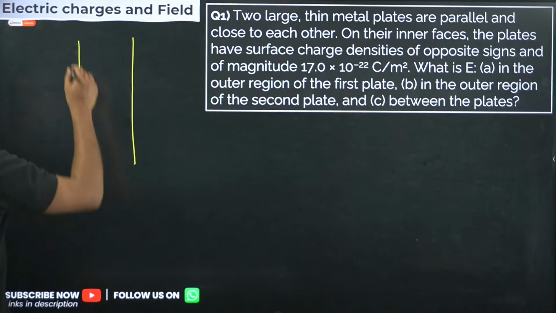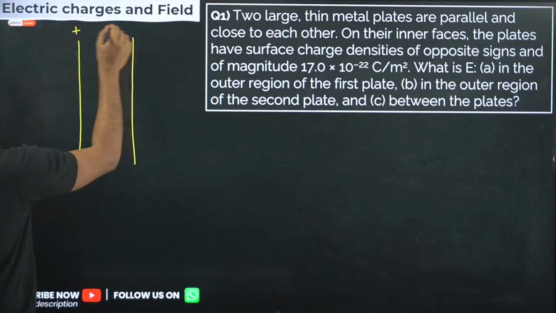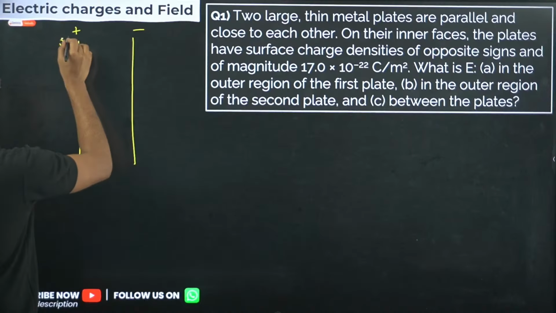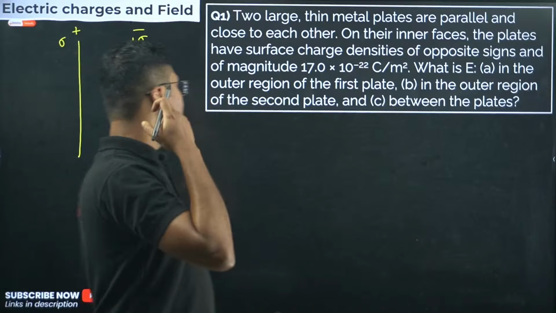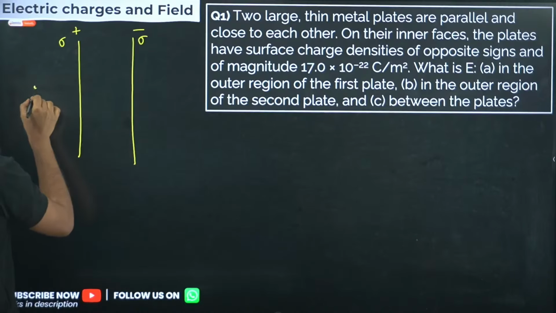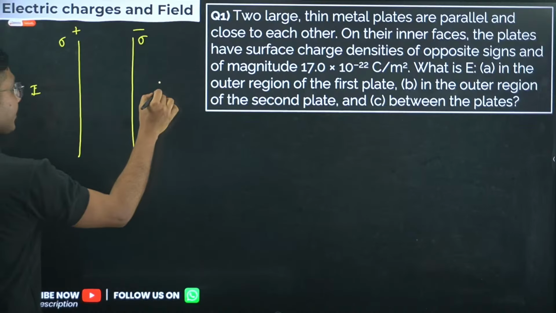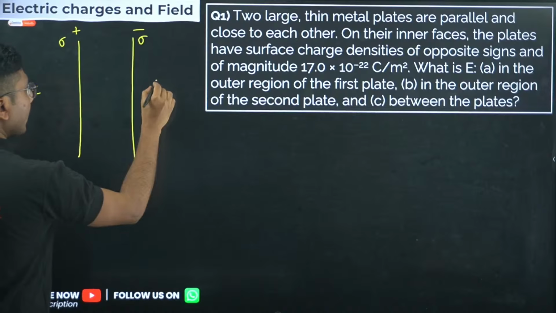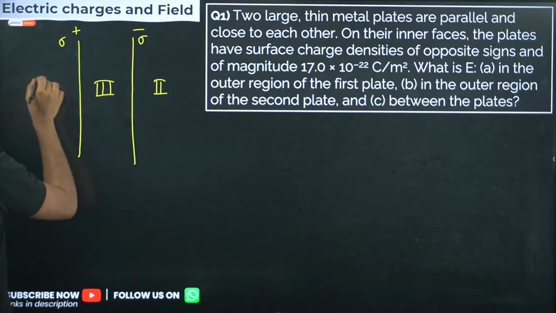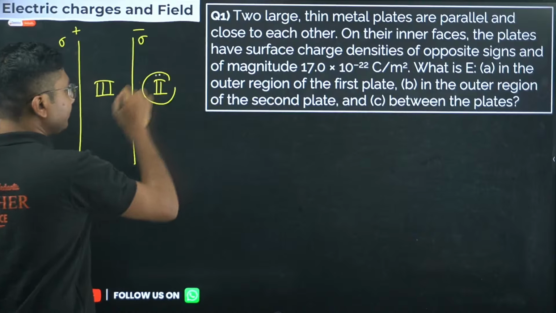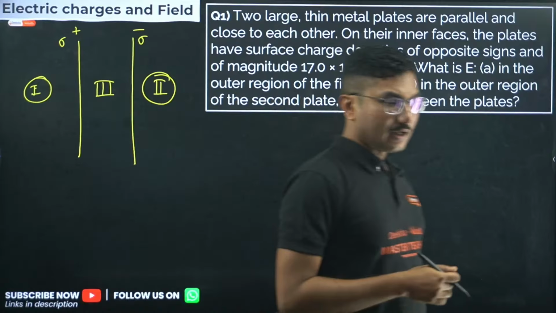Now here we have 2 charged plates. One is positively charged, one is negatively charged. Each of them has charge density sigma. So this is region number 1, this is region number 2, and this is region number 3. Now what is the electric field at 1 and 2?